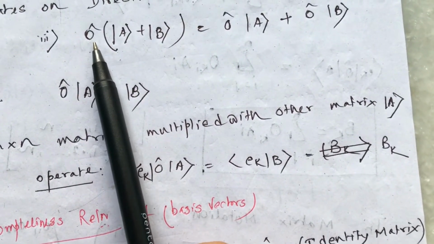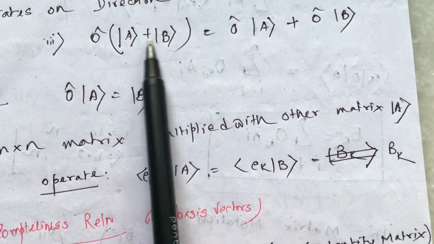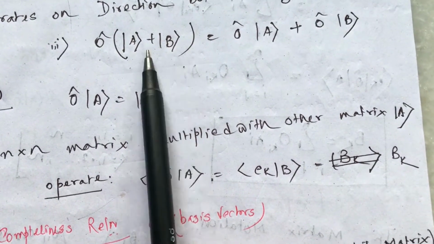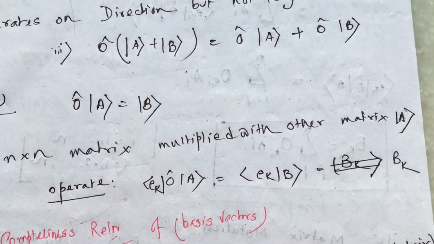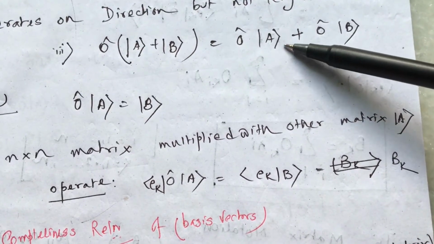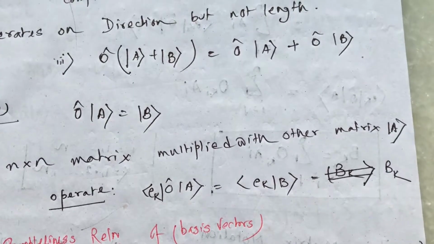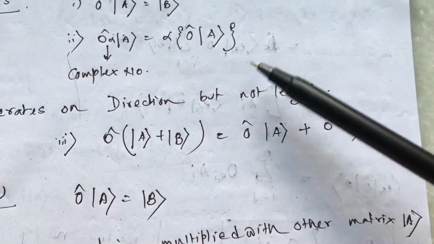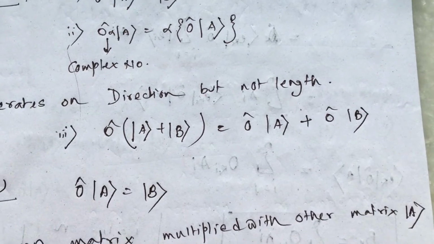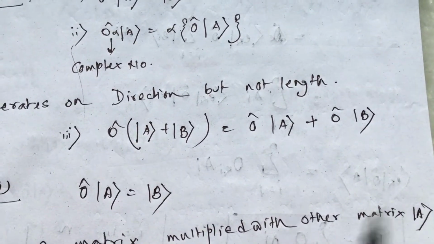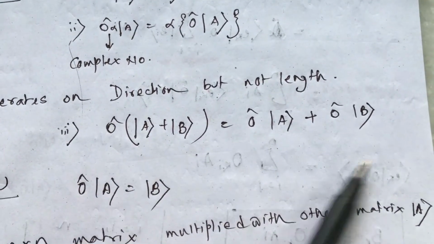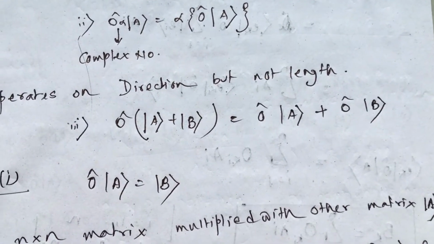Now this operator operating on A plus B, the summation of these two vectors. First it will apply on A, then plus it will again apply on B. These are basically two very important properties of a linear operator. These are the signature of a linear operator, to be more precise.